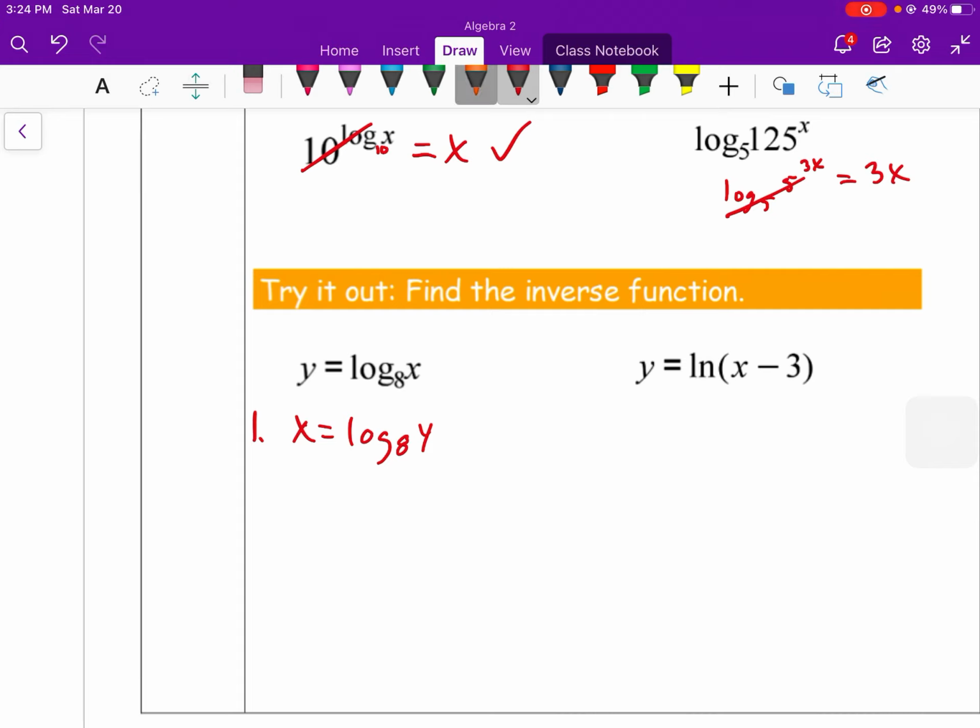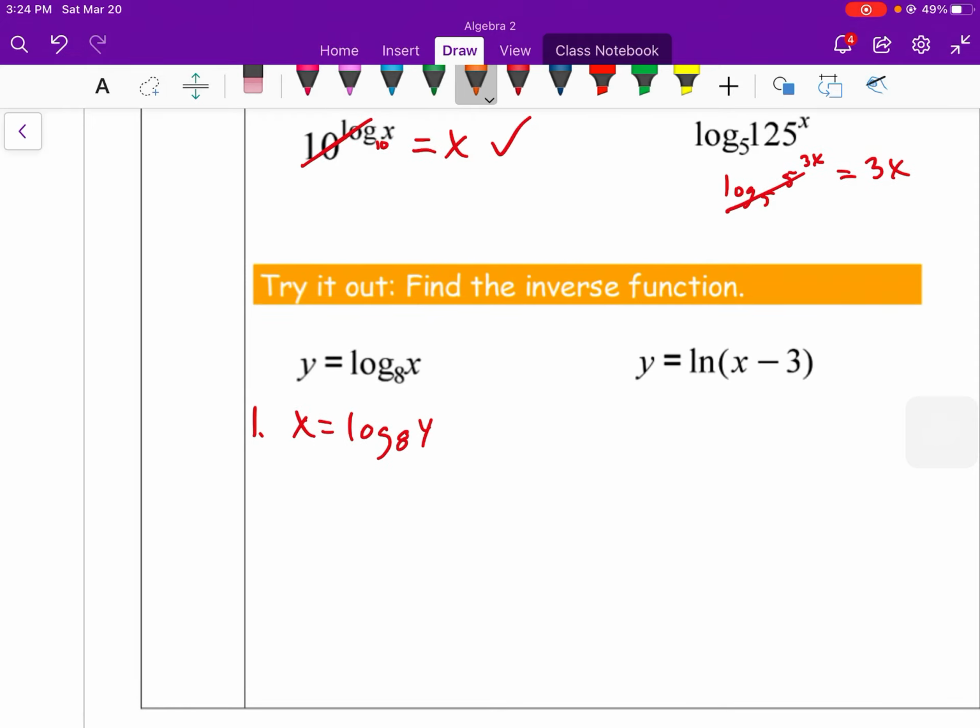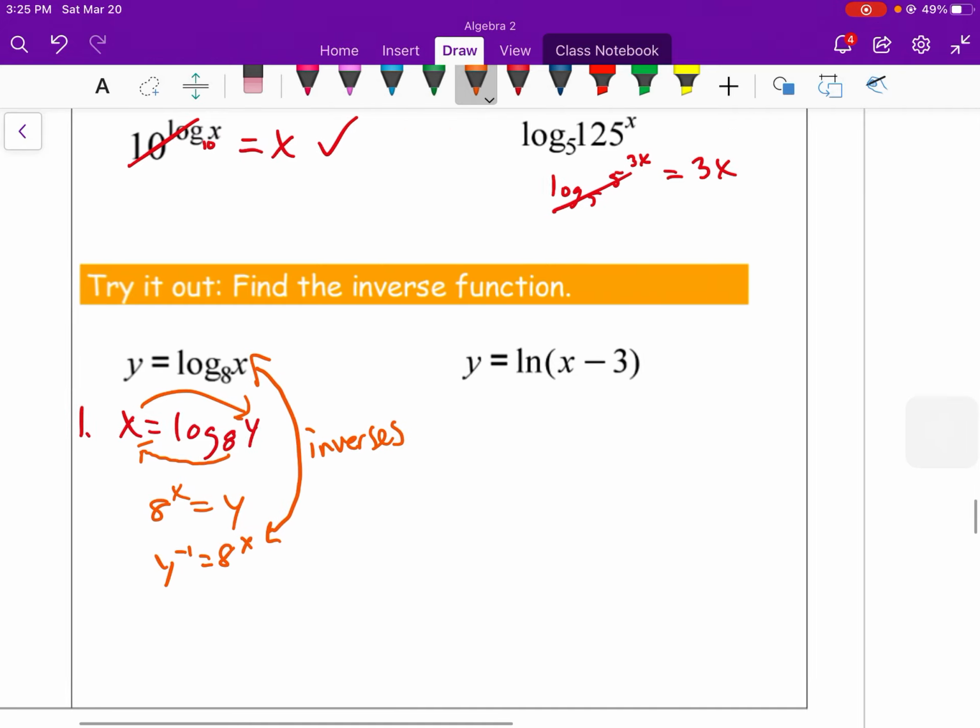Now we're going to go through the same steps we took in yesterday's lesson and in the review. It's log base 8 of y equals x, so it's going to be 8 to the power of x equals y. And that's now our inverse. We could write this as y inverse equals 8 to the power of x. This function and this function are inverses. That's what we just found.